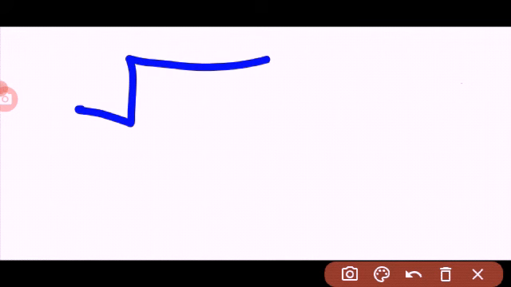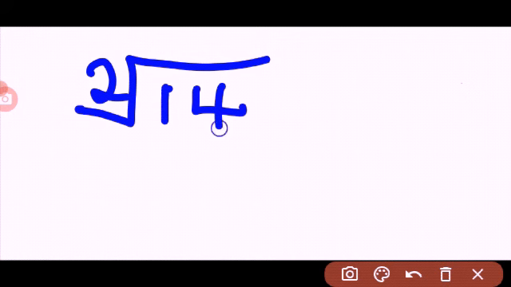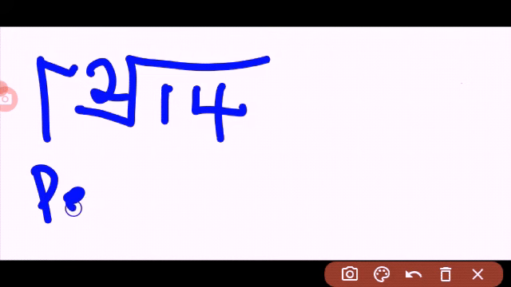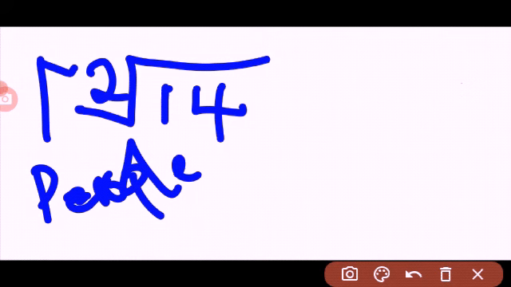Okay, so let's start. If we are to divide, you see the sign. Let's say 2 here, 14 here. What it means is 2 divide 14. That's what it means. Always regard the one outside here as people. This 2 is the number of people.